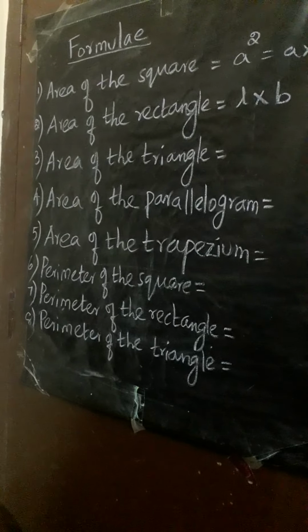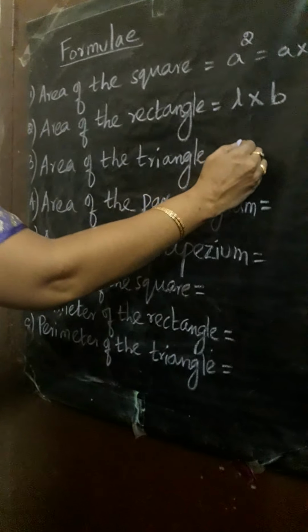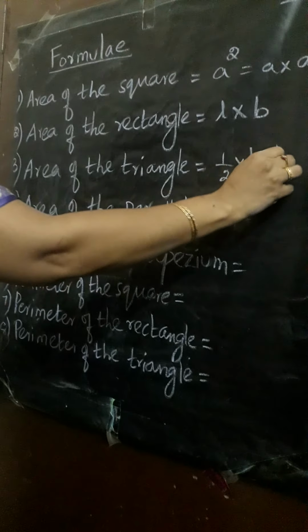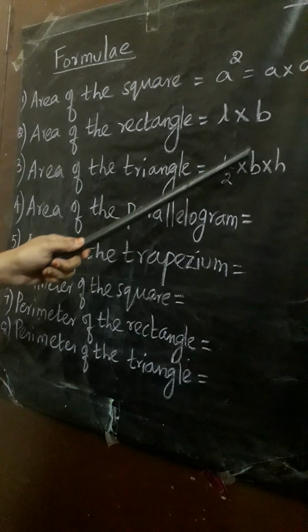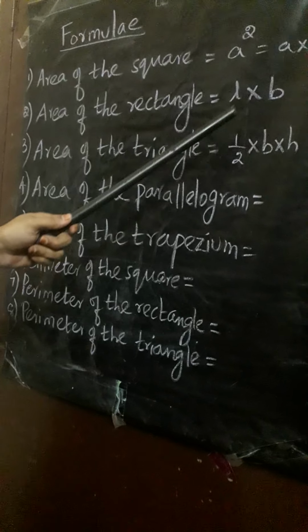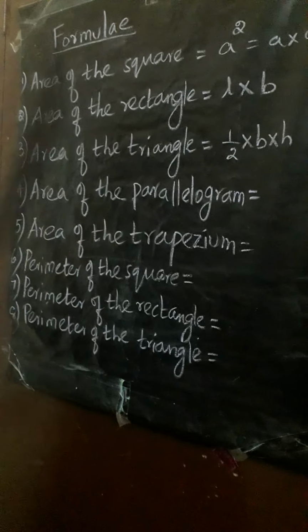Next, area of the triangle. So area of the triangle equal to half into base into height. So half into B into H square unit. Area of the triangle equal to half into B into H square unit.